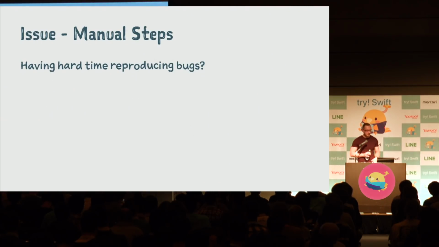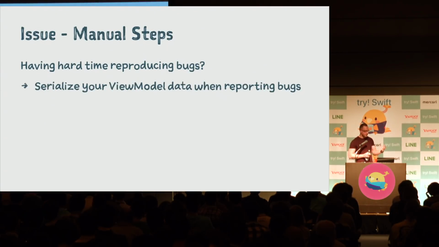So let's say you have a hard time reproducing bugs. One of the best techniques you can use, if you use an architecture like MVVM, is to serialize your view models when the user reports a bug. So that's the simplest thing. But if your reporting functionality is not available from every screen, which is pretty common, like you usually have report issues from settings hidden somewhere, then you have to come up with something else.